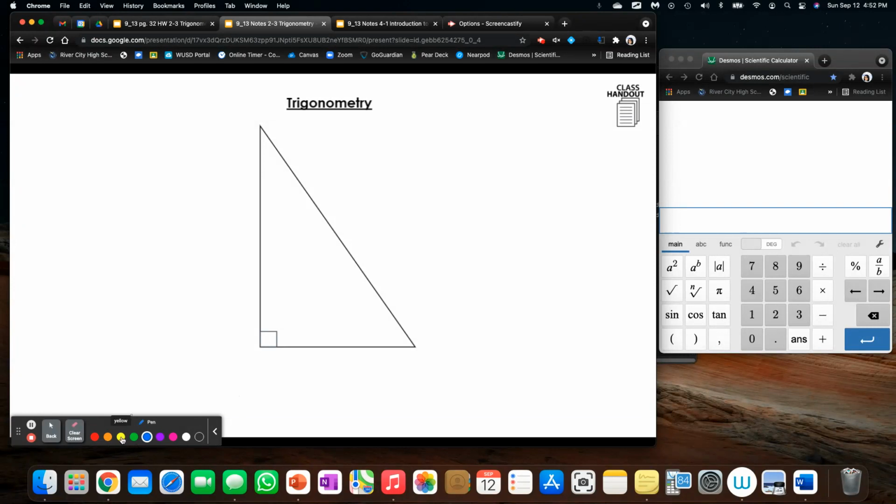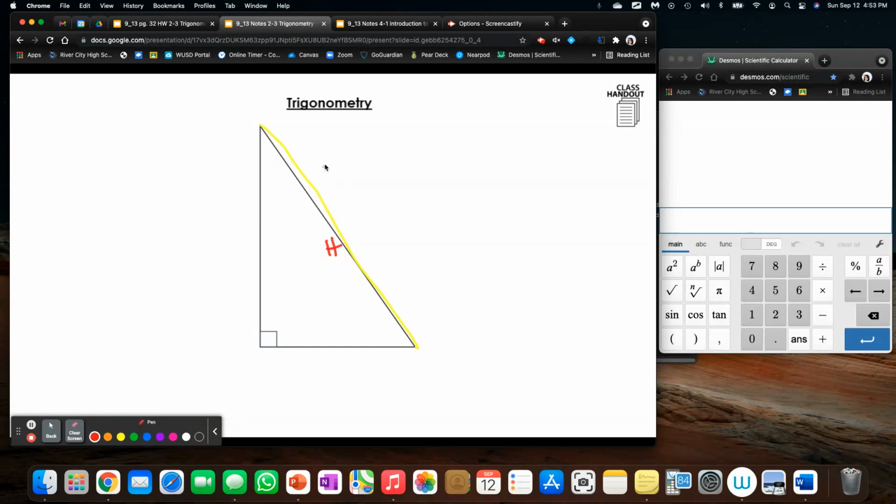Let's start with something that we are familiar with, and that's going to be our hypotenuse. Our hypotenuse is always across from our right angle. So I'm going to label it. Using a different color, we're going to label it H, and we're going to highlight our hypotenuse as best as I can.